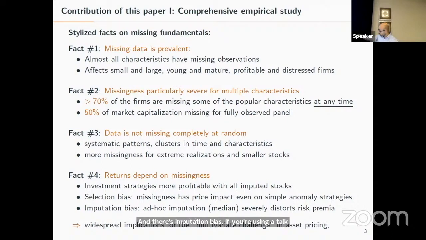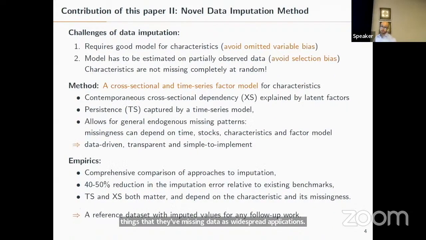So more broadly speaking, we think that this missing data has widespread applications if we want to tackle the multivariate challenge in asset pricing. We also provide a solution, namely a way how to impute missing values.